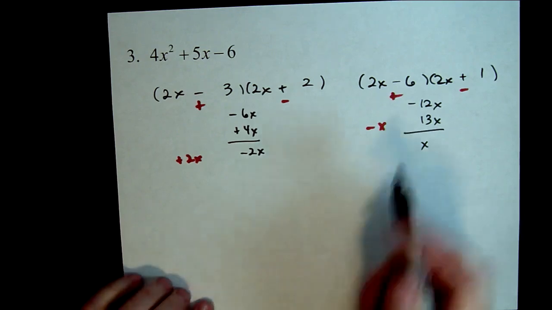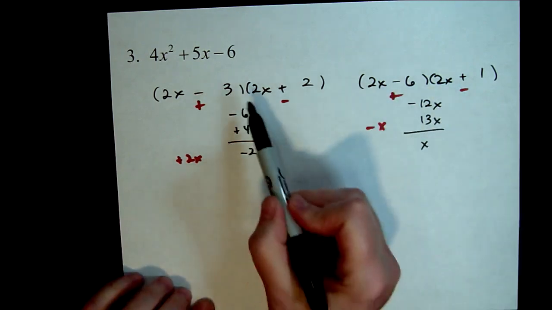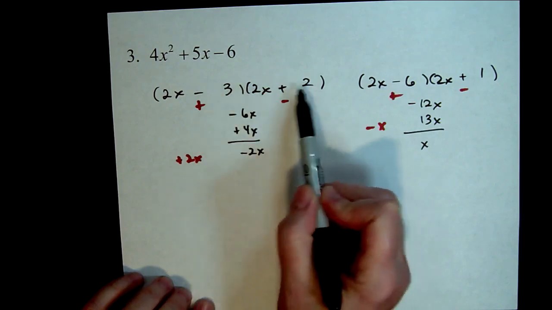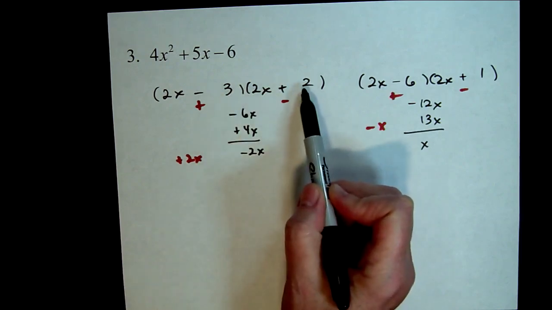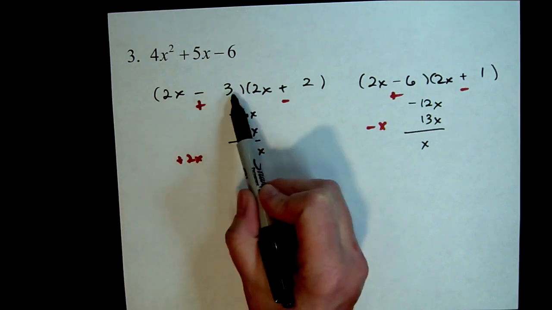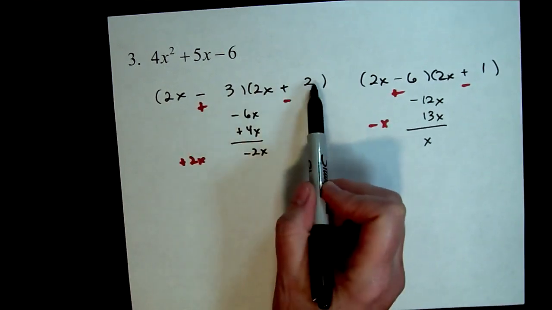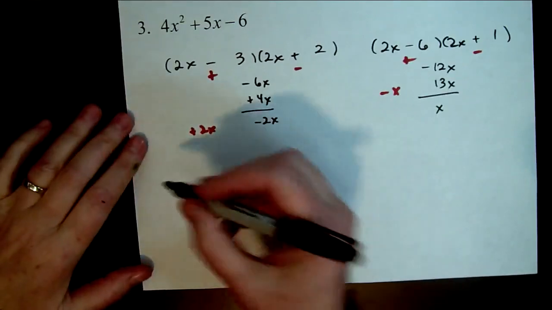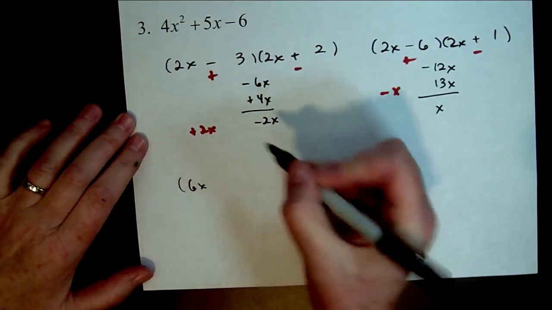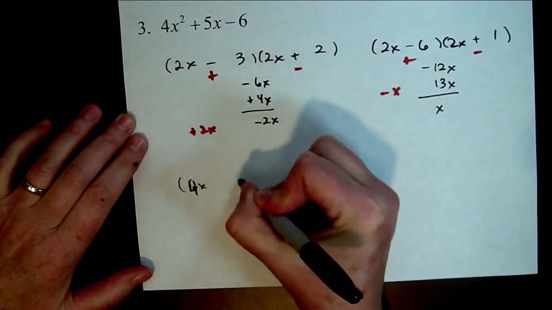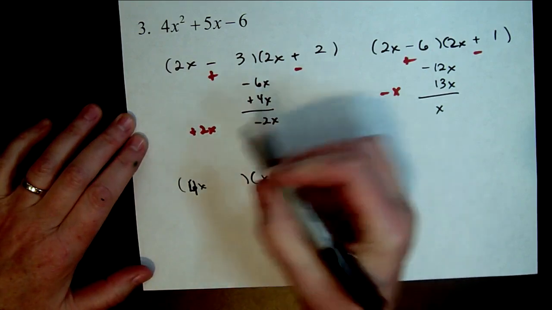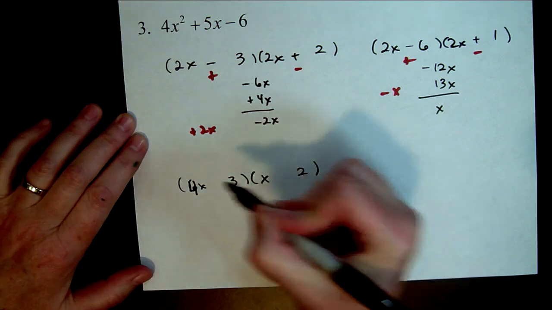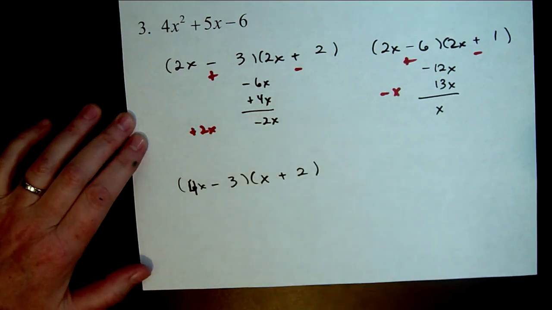Okay, and that's all the possibilities with 2x and 2x. Notice if I switch the 3 and the 2, I've really got the same two factors, right? 2x and 2 I already had combined here. So I'm going to go on to 4x and 1x. Let's say I start with a 3 and a 2, and let's say I just randomly start with a minus and a plus.